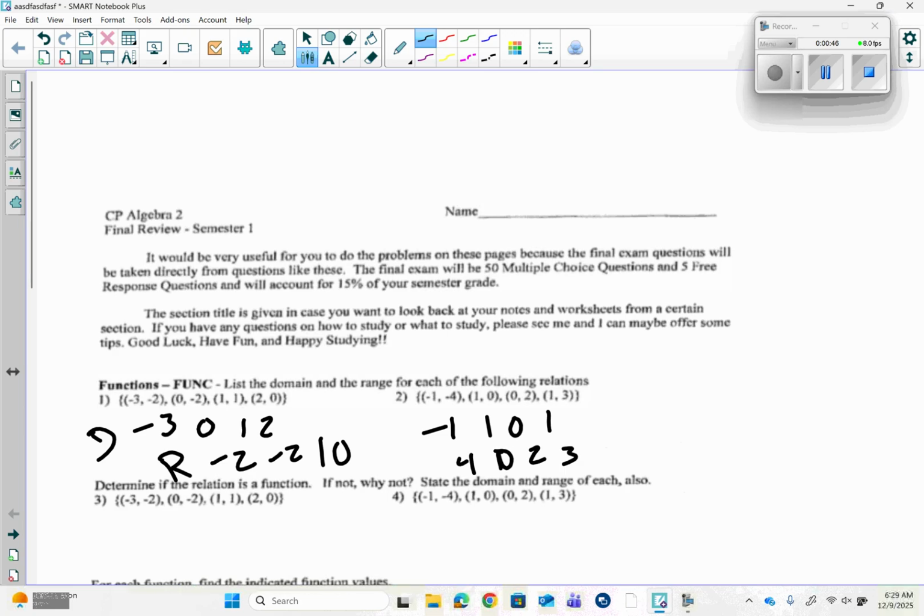Determine if the relation is a function or not. So remember, we're looking to see, does the x repeat? So the x does not repeat here, so yes, this is a function. Number 4, looking at the x values, do they repeat? Yeah, we have 2, 1, so this is not a function.